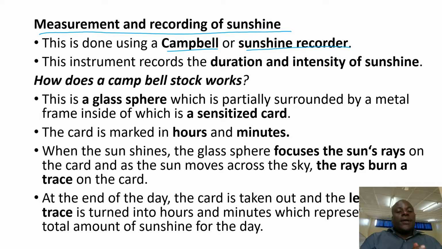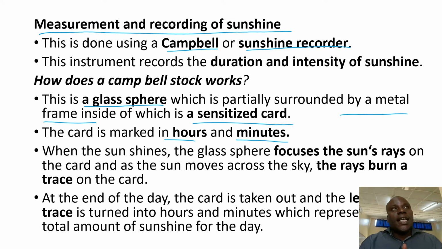A Campbell has a glass sphere, which is partially surrounded by a metal frame. It has a glass sphere, and this glass sphere is partially, not all, it is partially surrounded by a metal frame, inside of which there is a sensitized card. The card is marked in hours and minutes.